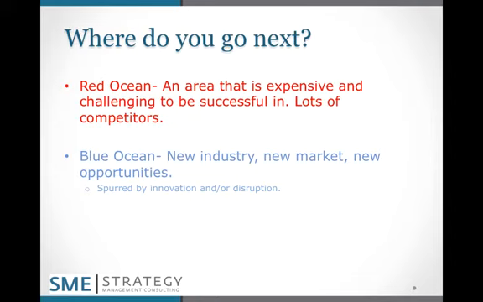So when we talk about vision, there's two things you can look at. Now, this is the blue ocean and red ocean strategy. A red ocean is an area that is expensive and challenging to be successful in, with lots of competitors. And it's important when you're going through the visioning process with your team to realize that you can go into something called the blue ocean: a new industry, a new market, new opportunities, an area that's spurred by innovation and/or disruption. So encourage your people to think with innovation, because the organizations that are being successful are the ones that are doing something differently and not following the pack.